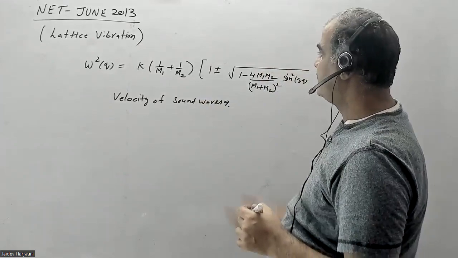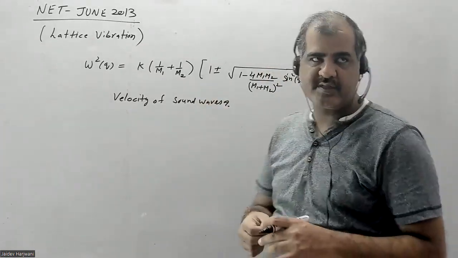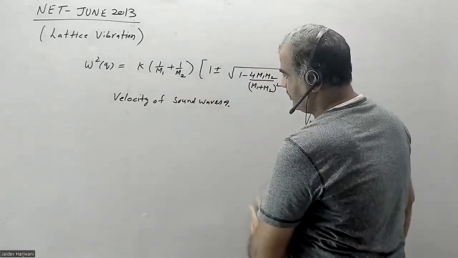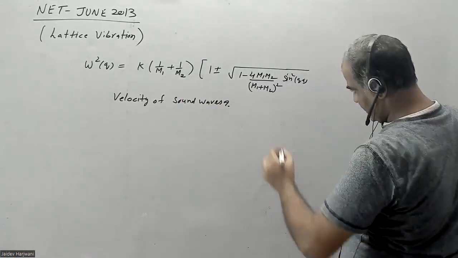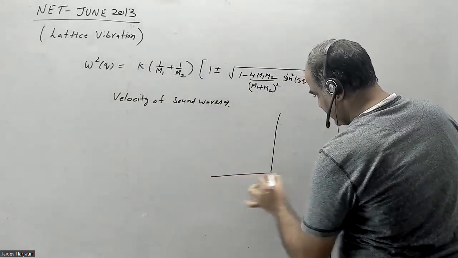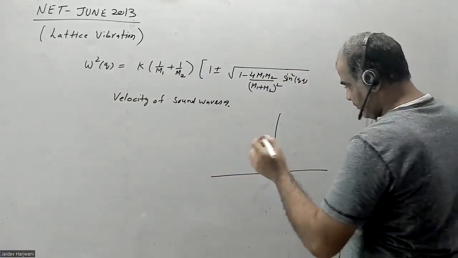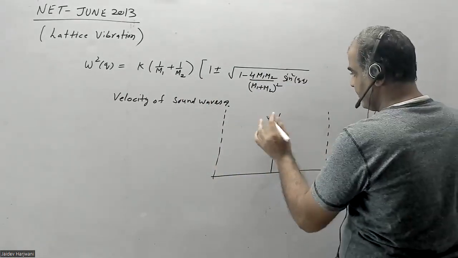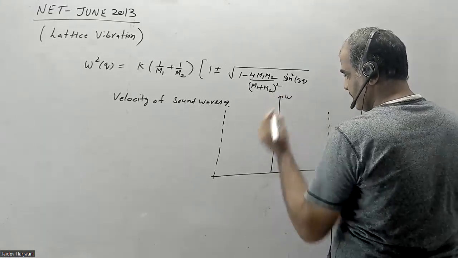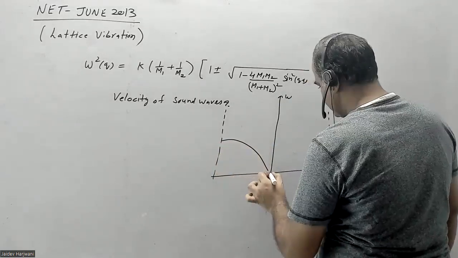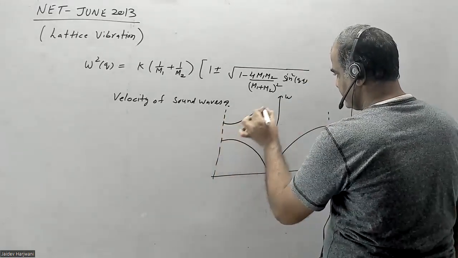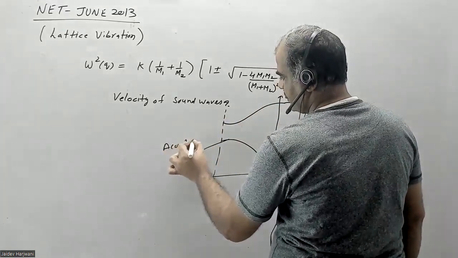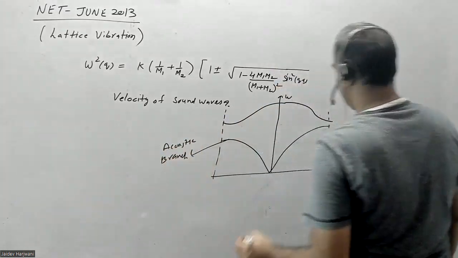As you can see, this is the dispersion relation for a one-dimensional diatomic chain of atoms. Diatomic lattice. Now we know the dispersion relation for a diatomic lattice has an acoustic as well as an optical branch. If we plot the graph of dispersion relation, omega versus k, we can see this graph has two branches. One is the acoustic branch, and the other one is the optical branch.